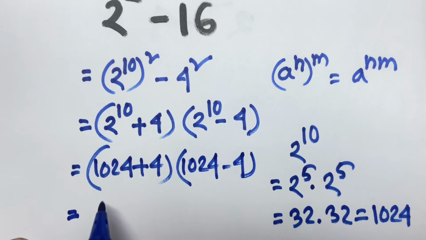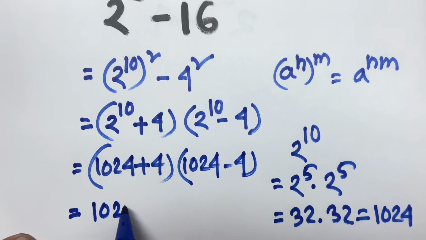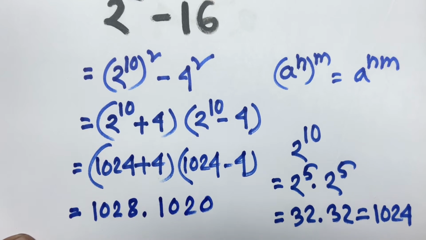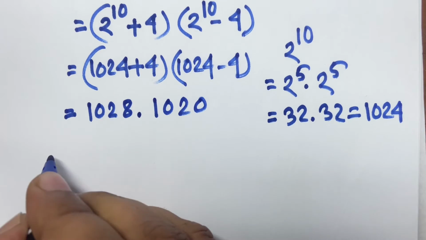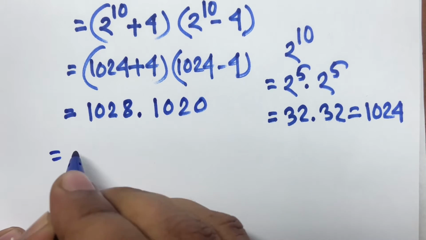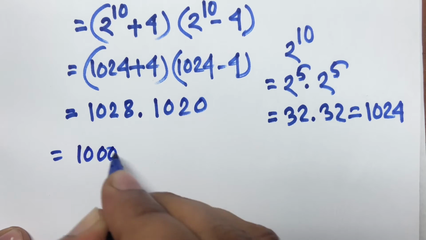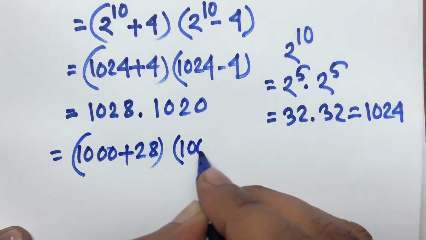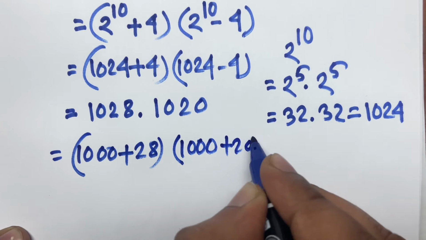Now 1028 times 1020. Now I can say here is 1028, so 1000 plus 28 times 1000 plus 20.